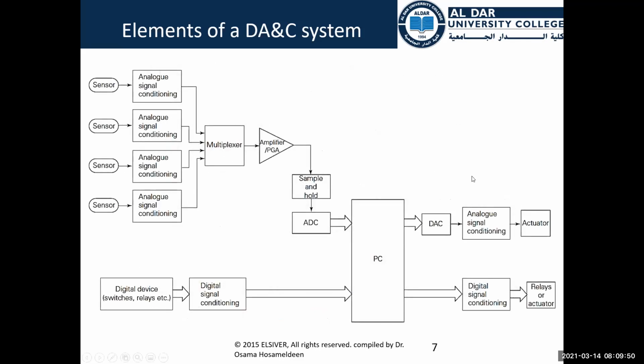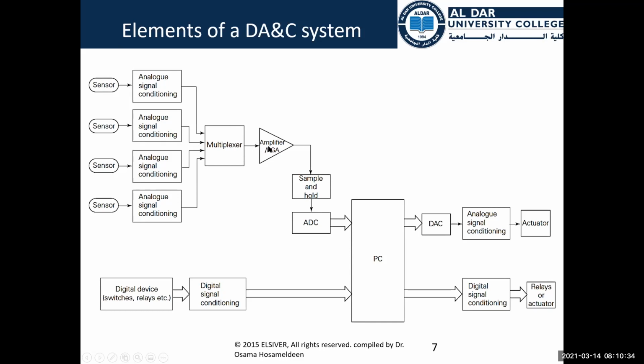Look at this figure. Concentrate on this figure, it is very important. We have four sensors here. The sensors have analog signals. The analog signal is conditioned here, so the noise is removed, and all four sensors' signals are fed in. One of them is chosen using a multiplexer, so one of them will be active at a time.